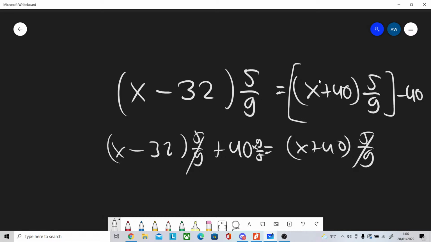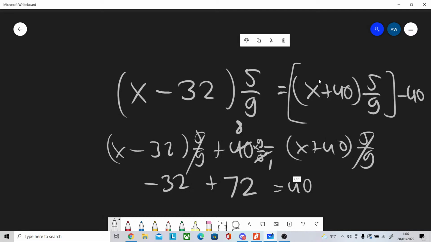Times 9/5. 8 times 9 is 72. And 72 plus -32, let me guess, is just going to be 40. Which, yeah, it is. So that's why it works out.